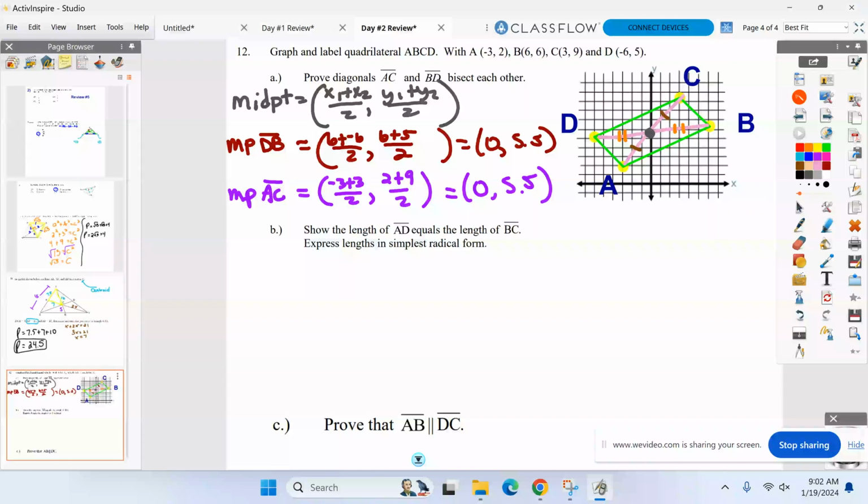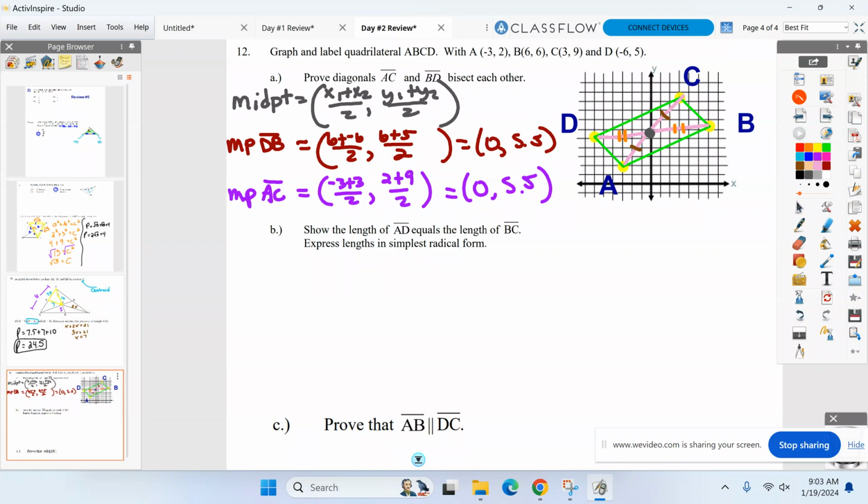Zero and 5.5. Hopefully you're getting that. Keep going though. Keep going if you're finishing up. Any issues there before we move on?